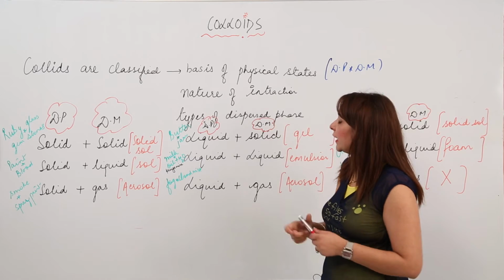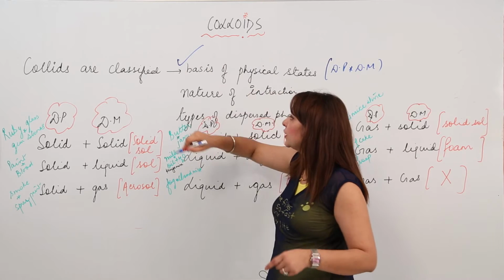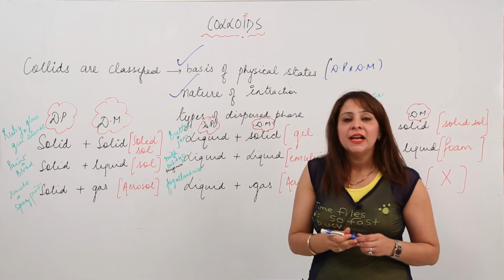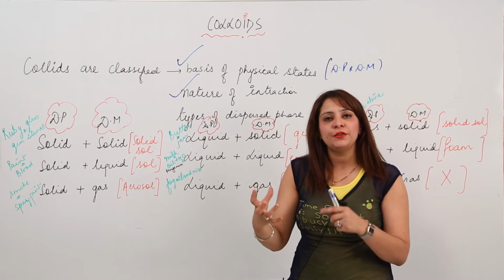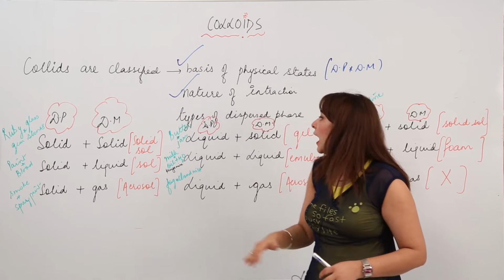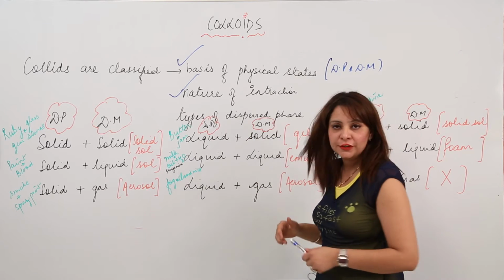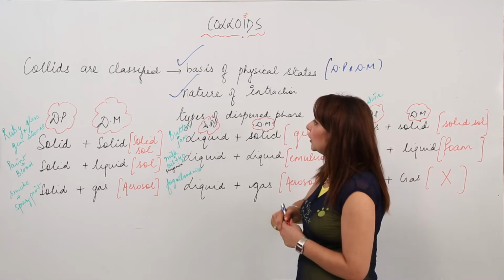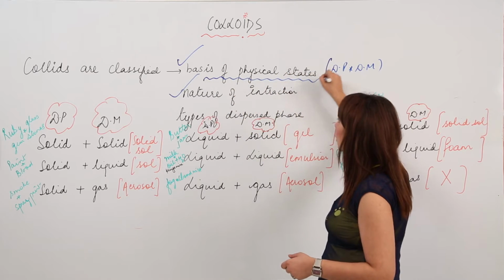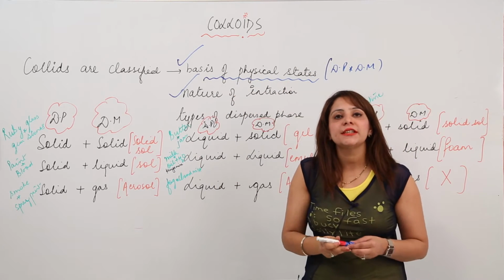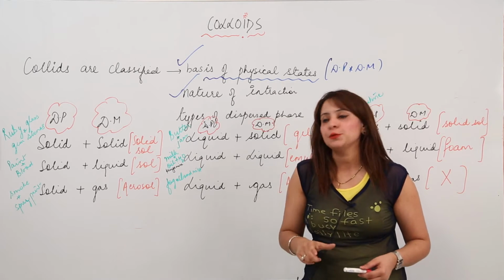So depending upon that we will be classifying the colloids depending upon the physical states of dispersed phase and dispersion medium. The second factor of differentiation is the nature of the interaction, whether the forces between the dispersed phase and medium are strong or weak. And the third is the types of the dispersed phase. So now we are in a position to classify colloids on the basis of the first property, that is the physical state of the dispersed phase and the dispersion medium.